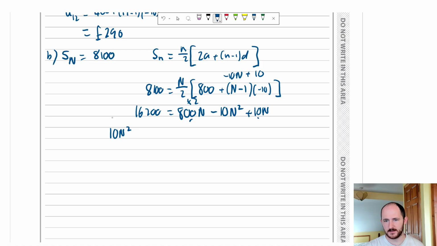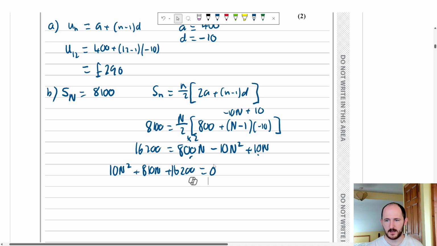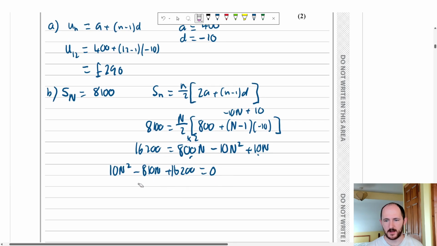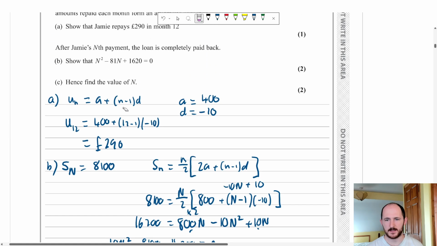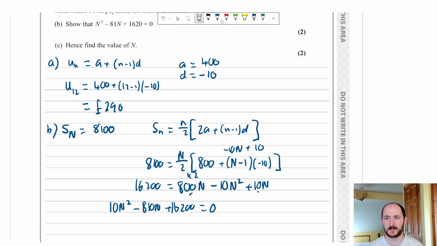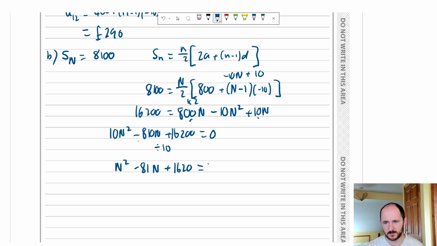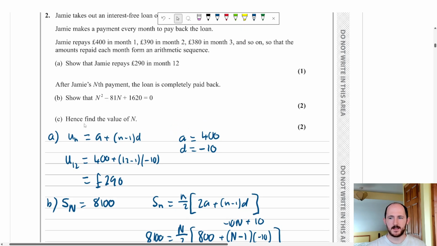That's 810n, so let's write that down, plus 200 equals 0. Looking back at the answer, that would be minus, whoops. That's why you always check the answer. Looking back at the answer, if I divide this through by 10, I'll get n squared minus 81n plus 1,620. So now we just divide by 10: n squared minus 81n plus 1,620 equals 0. Nice. Then it says hence find the value of n.